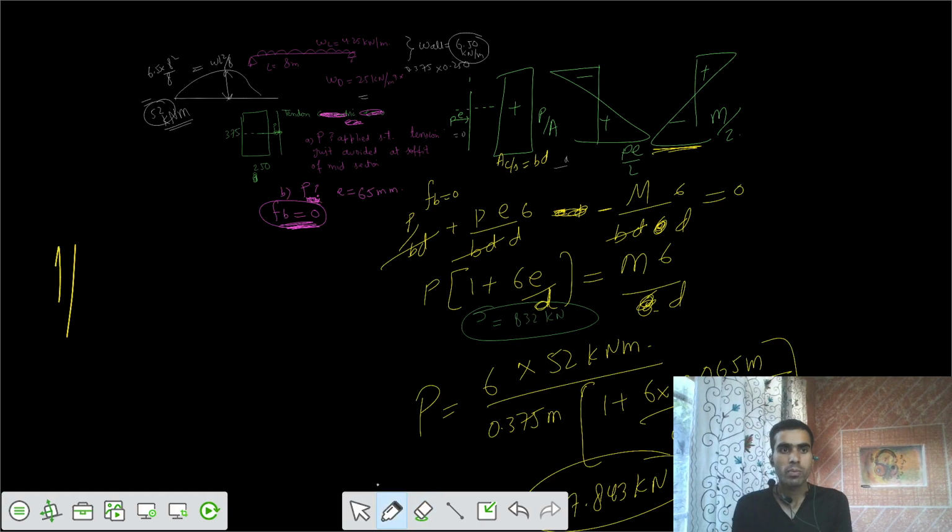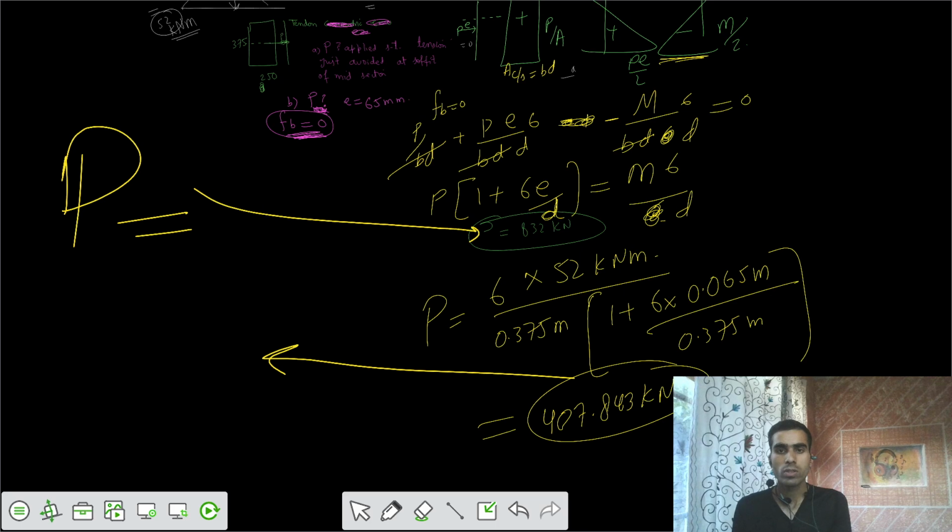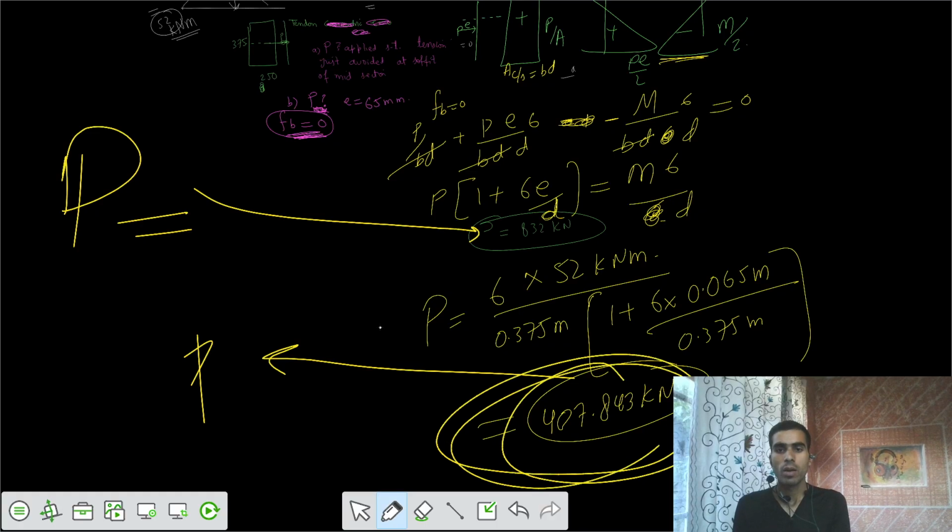Initially in the previous problem, in case 1, your P was applied as 832. But in this case, your P was applied only how much? 407. So that's almost 50% less. So your force P2 is almost 50% less as compared to the initial case.